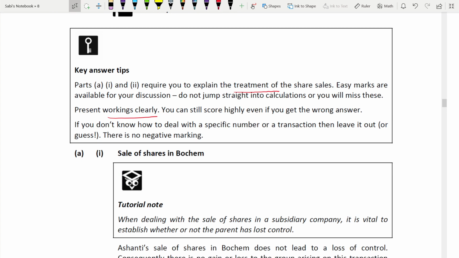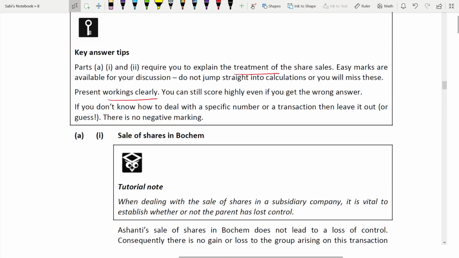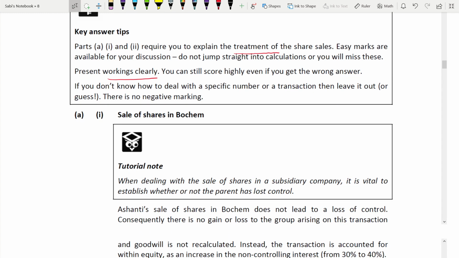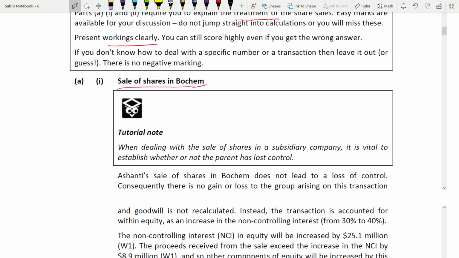Now let us return to the question without wasting so much time. Sale of shares in Bokum. So clearly they have labeled it, and you need to write it clearly, you need to type it. It is relating to Bokum company. When dealing with the sale of shares in a subsidiary company, it is vital to establish whether or not the parent has lost control. Very important is this, whether the parent still has the control after disposal or not. This you have to establish.